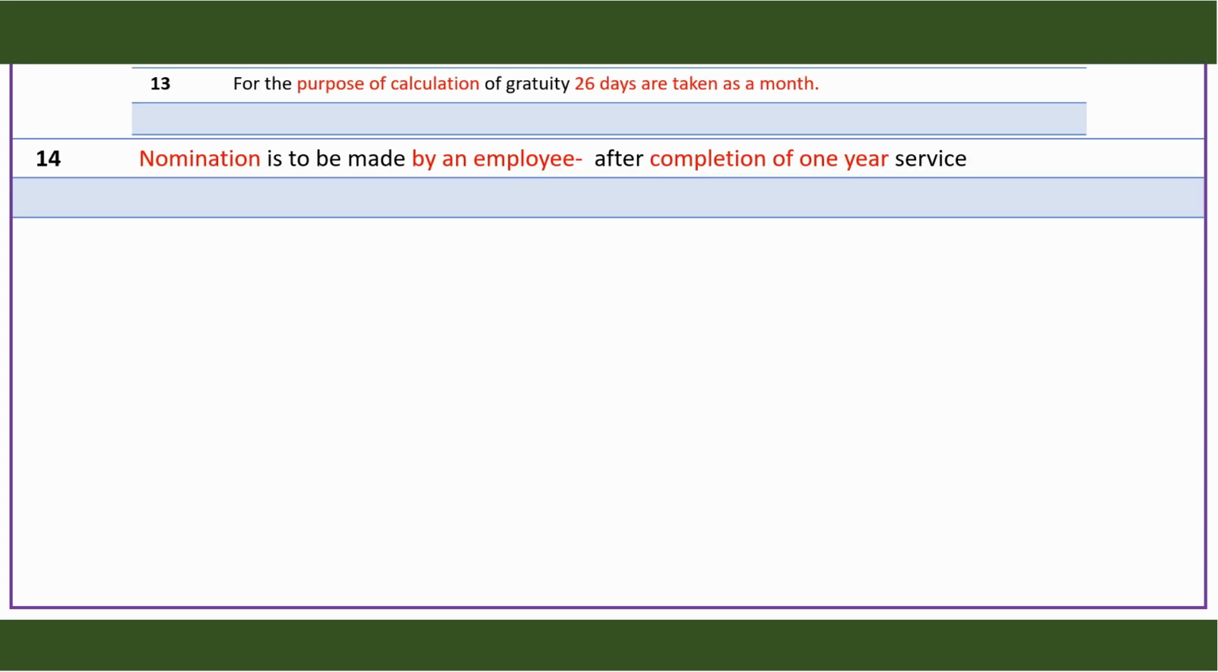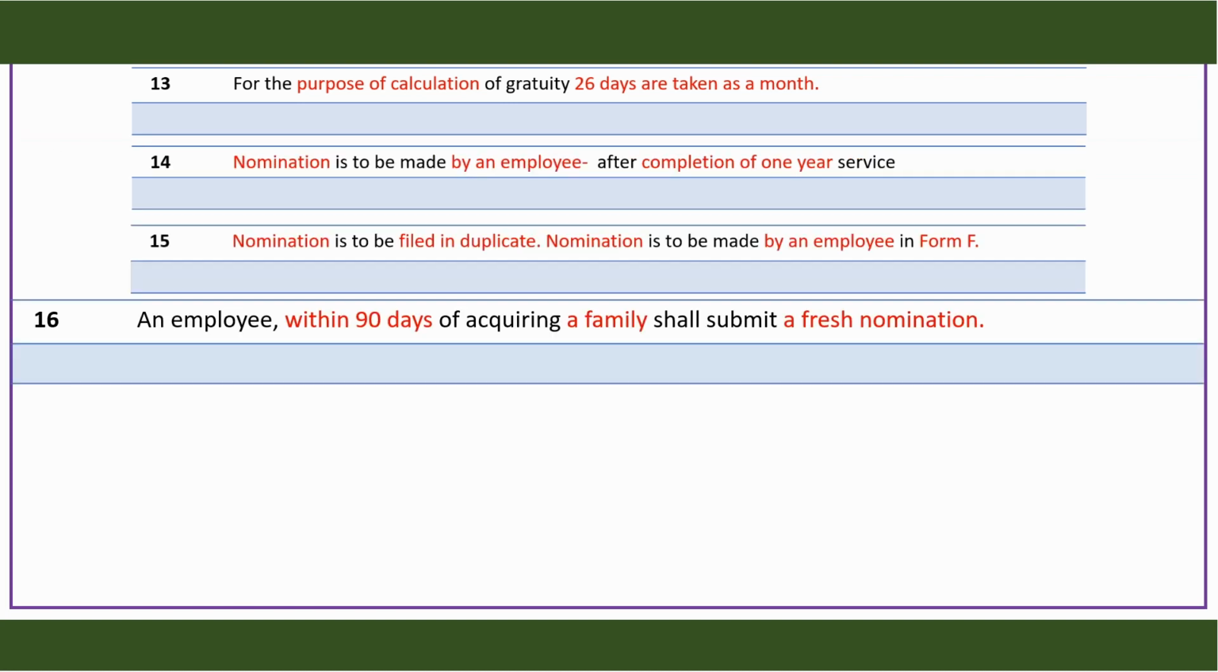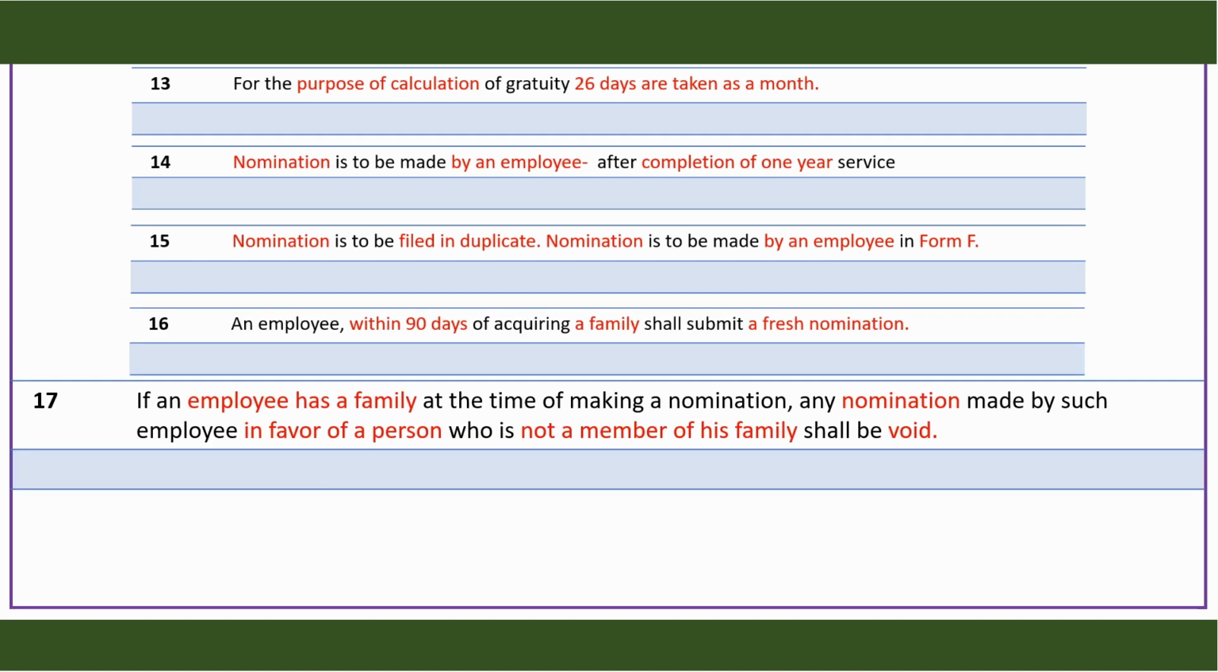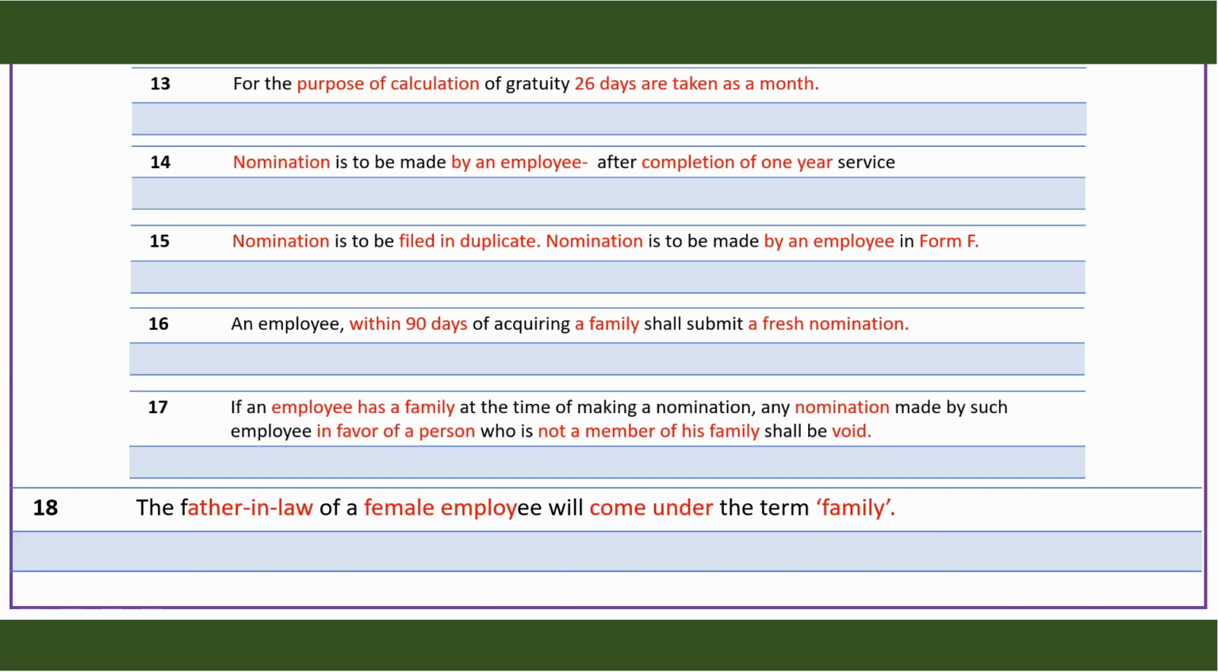Every employee has to give a nomination for the proceeds of gratuity as and when it becomes payable in his absence, and that nomination has to be given once he completes a year of service. When an employee who hitherto didn't have a family acquires a family, within 90 days of acquiring a family, he has to file a fresh nomination. If an employee already has a family and files a nomination, the nomination has to be in favor of a person who is a member of his family. If he files a nomination in favor of a person who is not a member of the family, such a nomination is void. For the sake of family, the father-in-law of a female employee is a part of the definition of family.